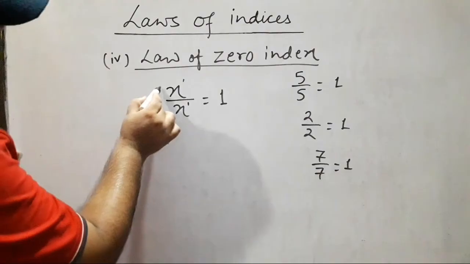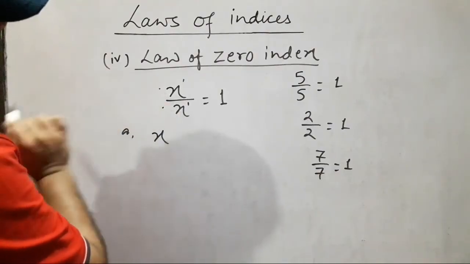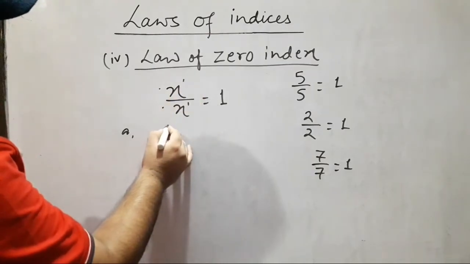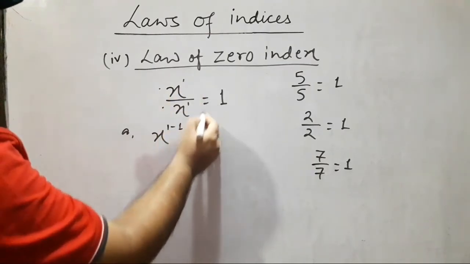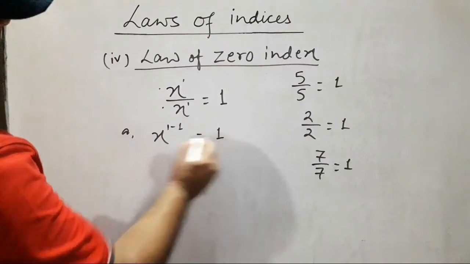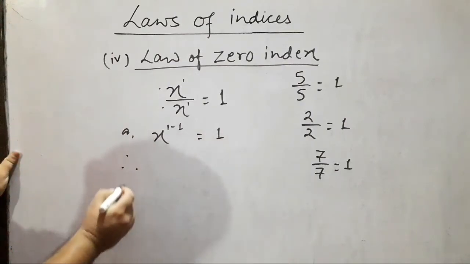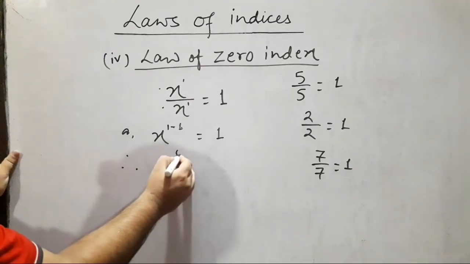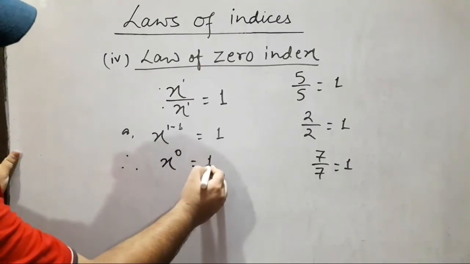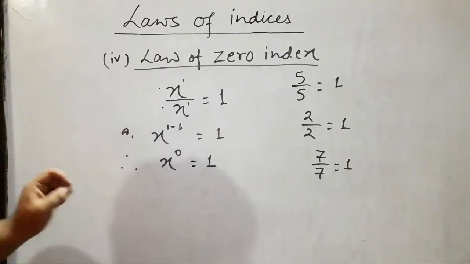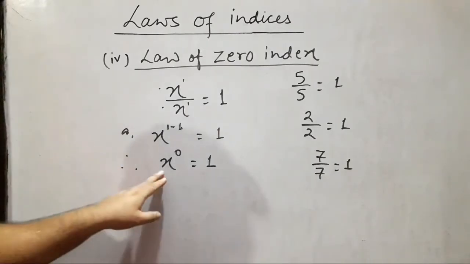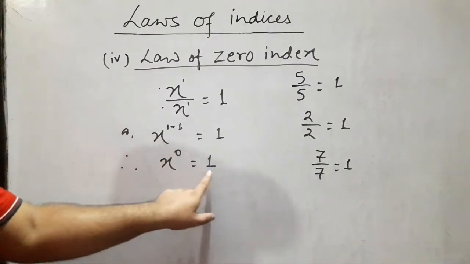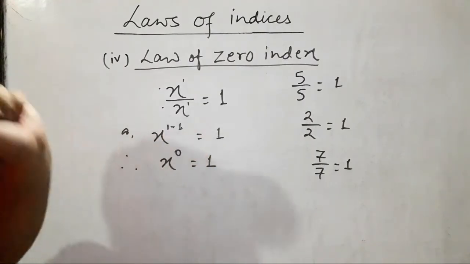Now, here the bases are same. Now the powers can be subtracted. X power 1 minus 1. This equal to 1, we will write as it is. Therefore, x power 1 minus 1 we can write as x power 0, which is equal to 1. So from here we can say that any base having power 0 is equal to 1. That is, its whole value will be equal to 1.